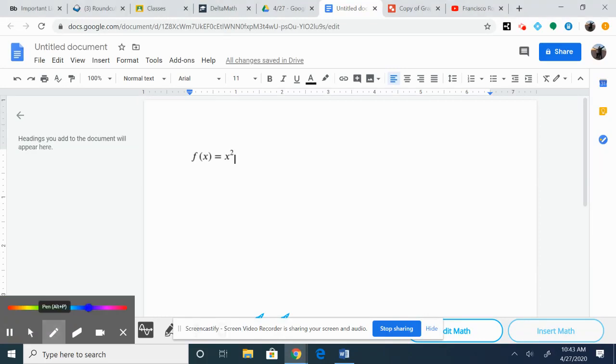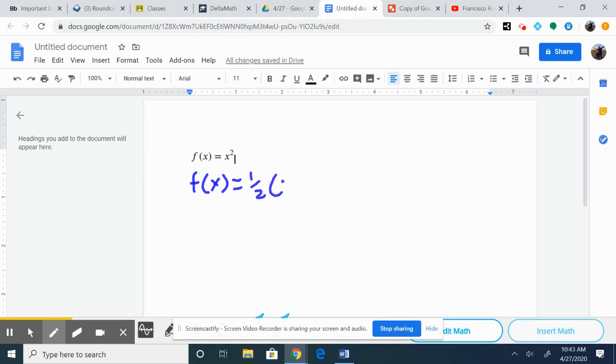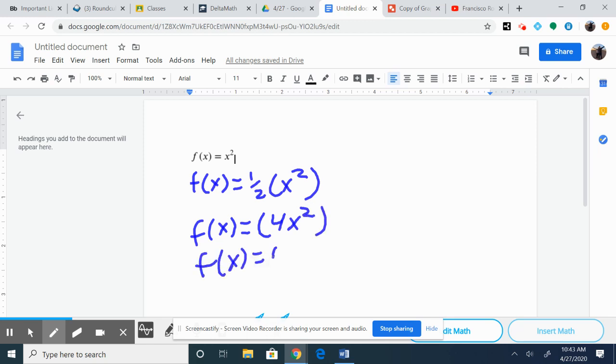All right, so now we're going to graph the rest of these examples. So let's just say we're going to do 1/2 x squared, and we're going to do inside the parentheses 4x squared, and then inside the parentheses 1/4 x squared.